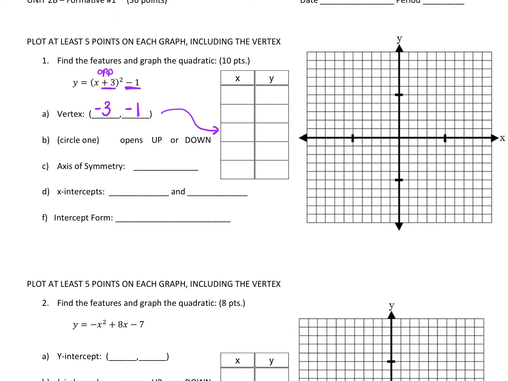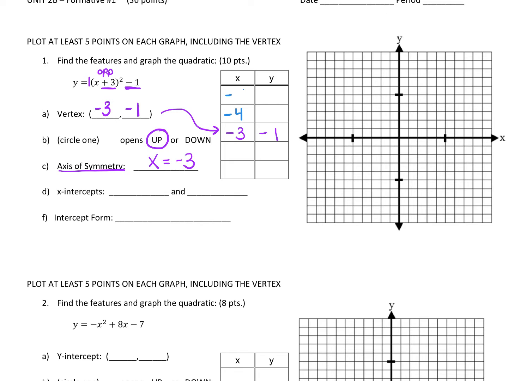And I'm going to go ahead and take that and put it in the middle of my table. Then I know that the axis of symmetry is always the same as the x of my vertex, so this will be x equals negative 3. Now, part B, I could circle up or down after I graph, but I can see that my a value right here is 1, meaning that my a value is positive, so that means my graph is going to open up. All right, so now based on my vertex, I'm going to build a table of values.